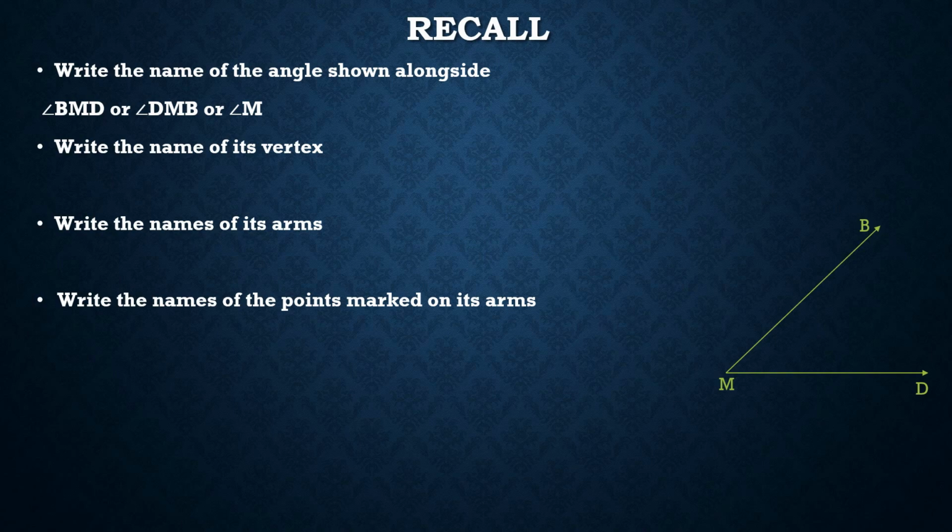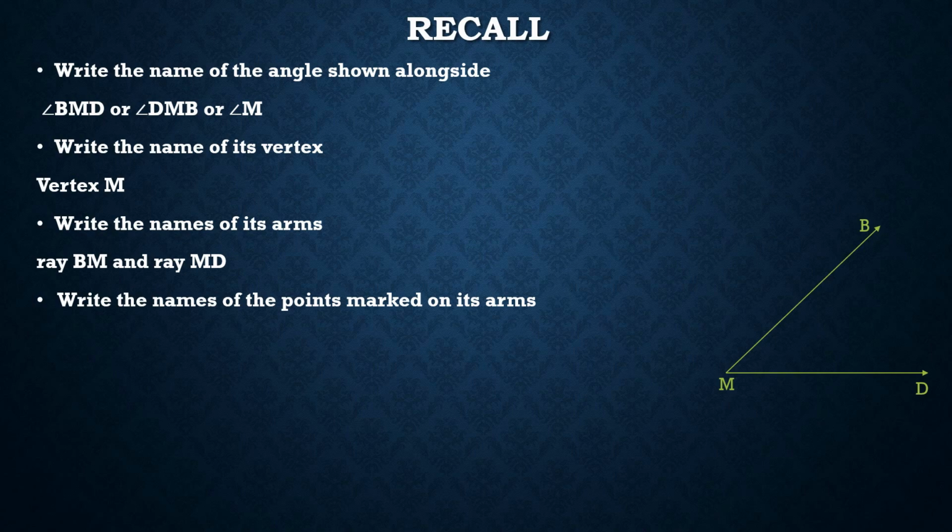Next, we have to write the name of its vertex. When two arms of an angle join at a point, its common point is called the vertex. Here we have vertex M. Next, write the names of its arms. Arms are the two rays which join together to form an angle. Those two rays are ray BM and ray MD. These two rays join each other at a point and form an angle.